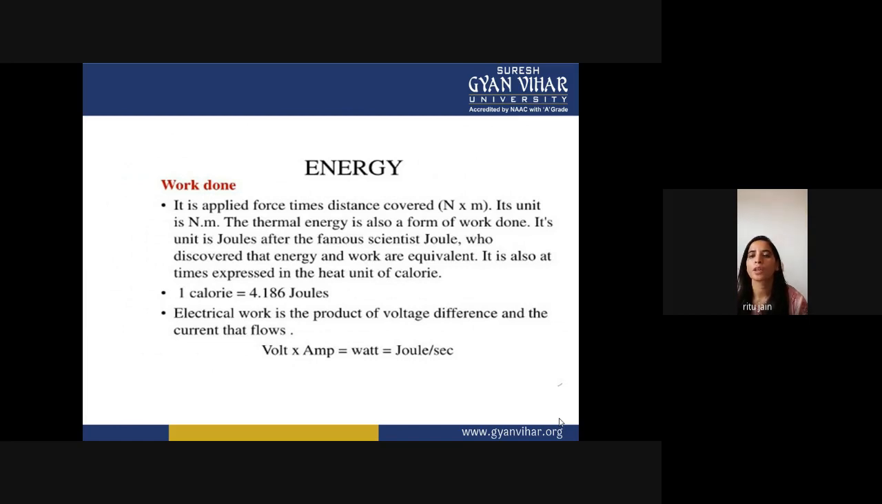Electrical work is the product of the voltage difference and the current that flows. So it is equal to the current flowing multiplied by the voltage difference, that is V into I. It can also be represented by joule per second. So the unit of work performed in electrical terms is volt into amperes, which you can represent in joule per second.